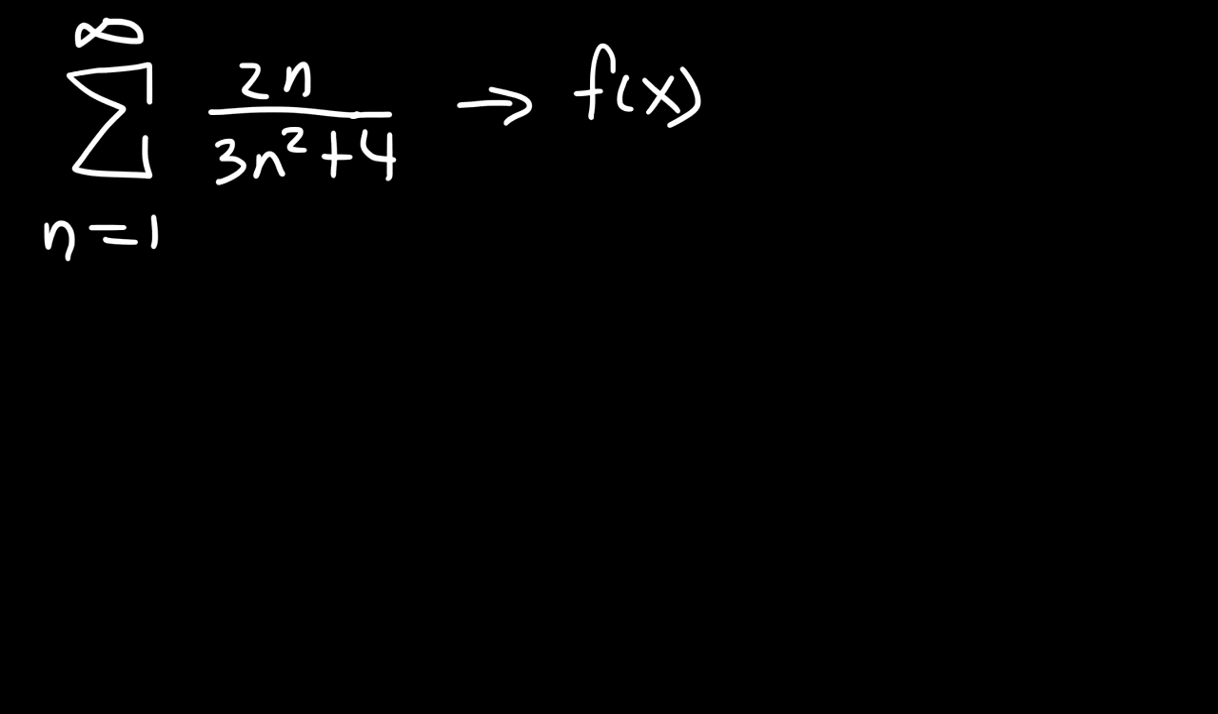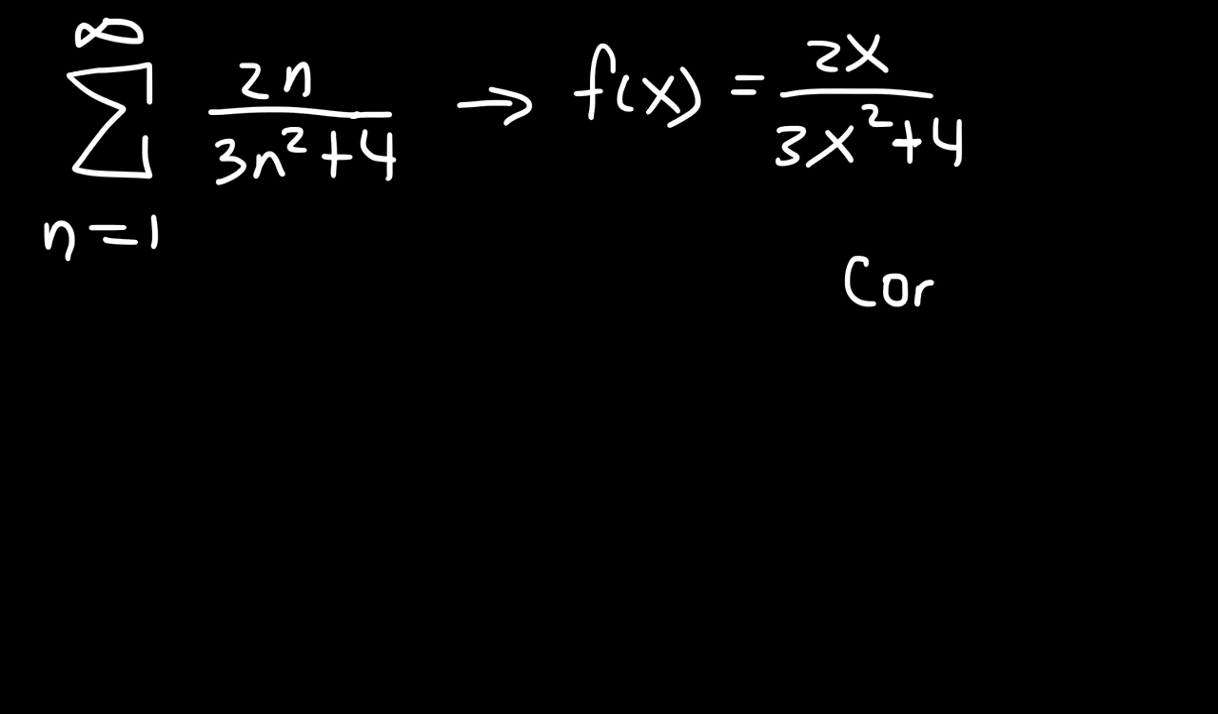So let's say we have a series with the sequence 2n over 3n squared plus 4. So go ahead and use the integral test to determine if the series will converge or diverge. So let's begin by writing the corresponding function. So f of x is going to be 2x divided by 3x squared plus 4. Now, there are no points of discontinuity for this function. So the function is definitely continuous.